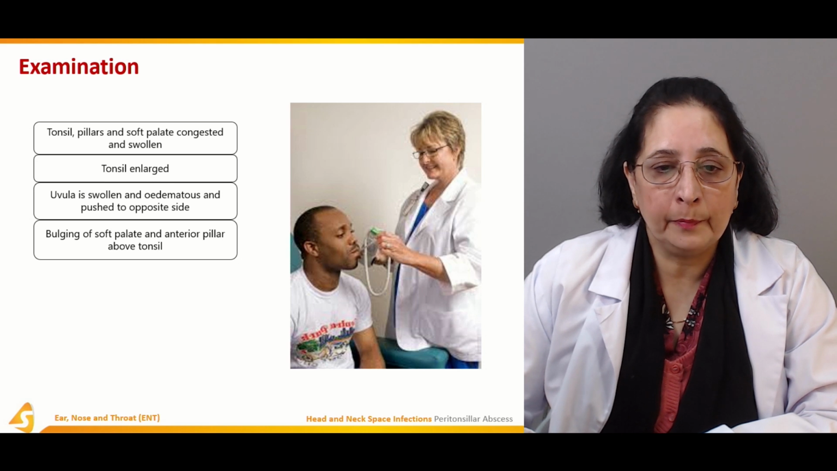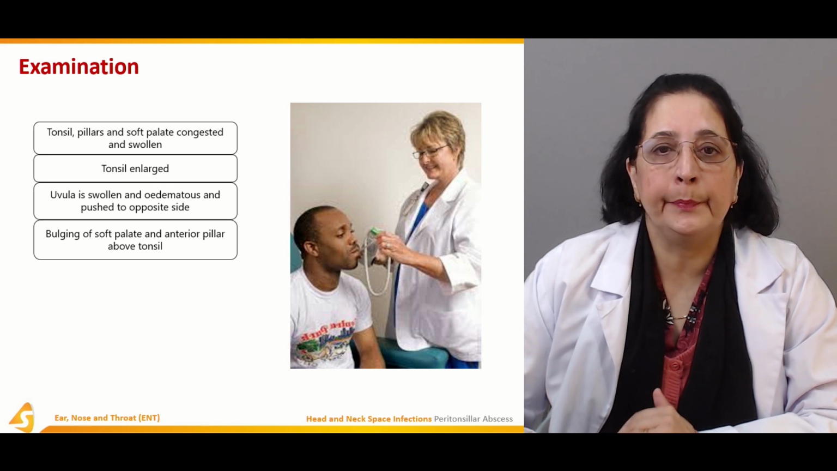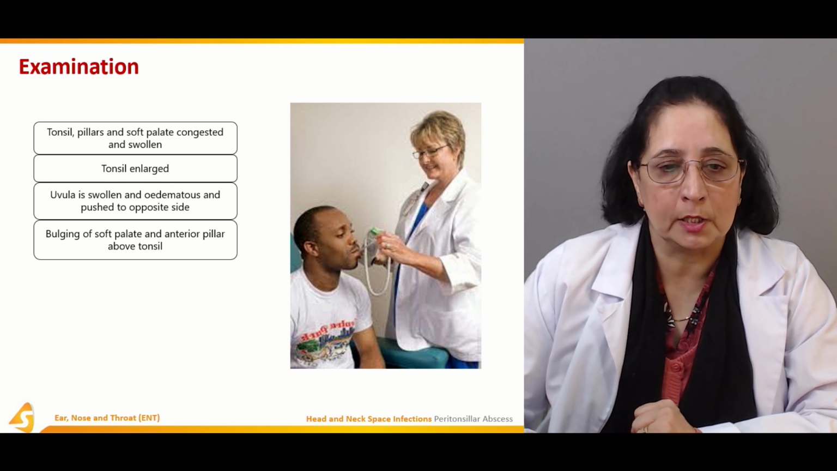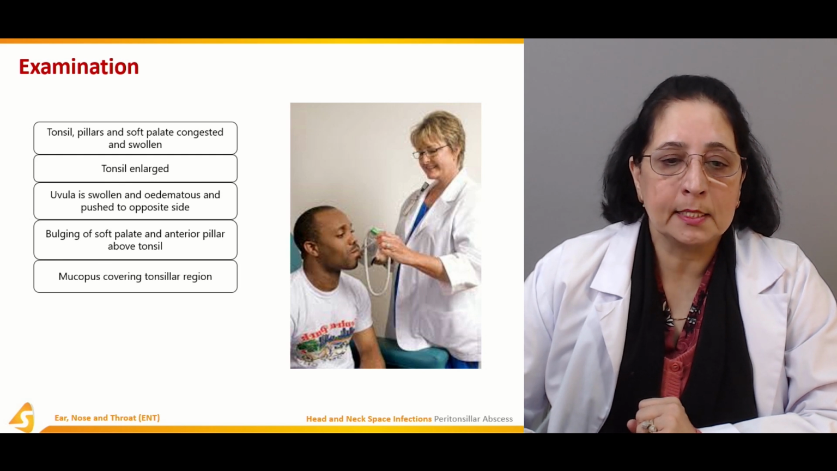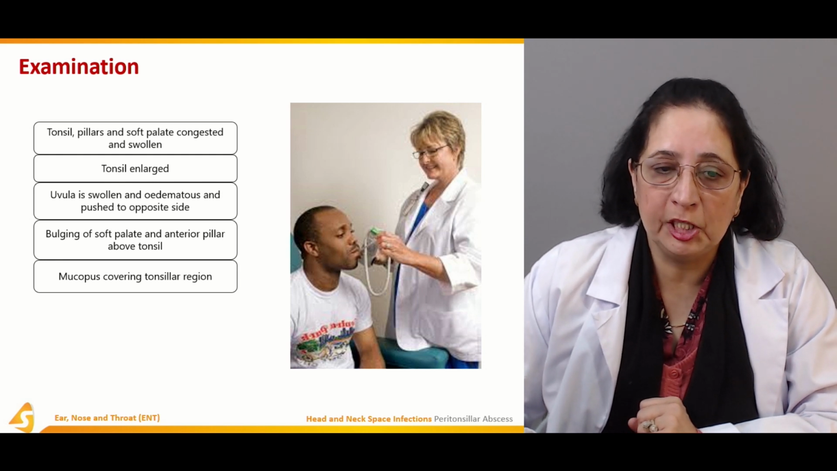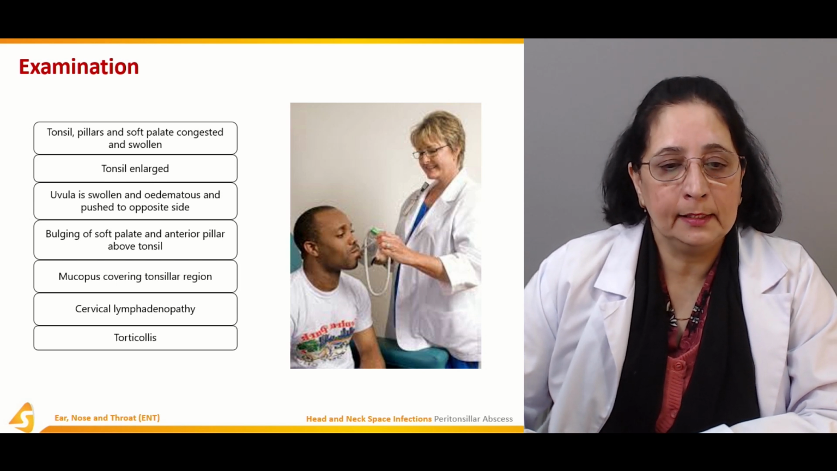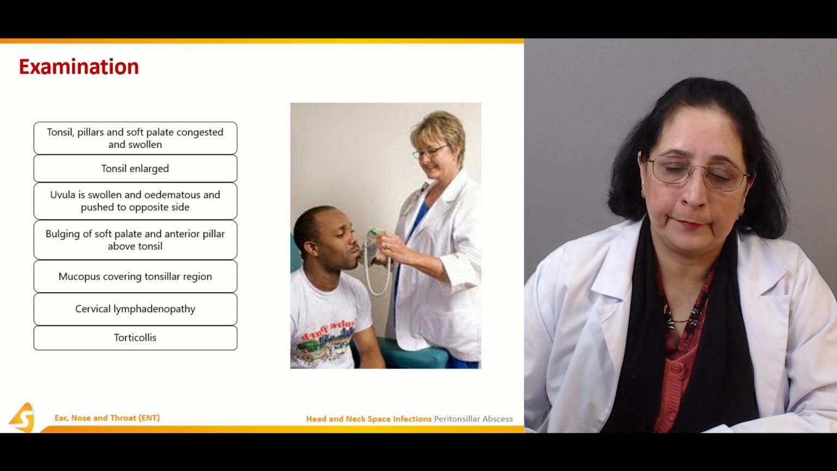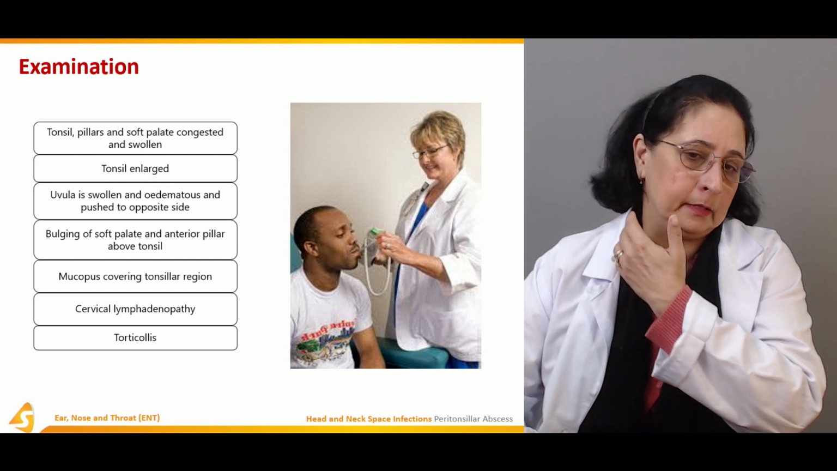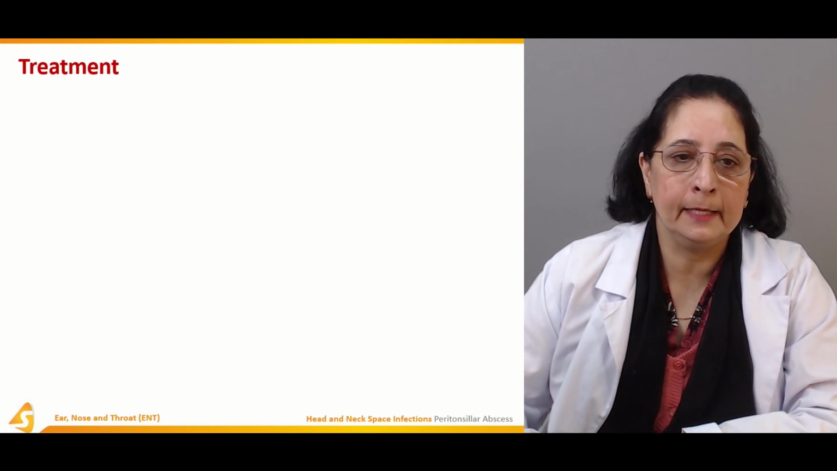Bulging of the soft palate and anterior pillar above the tonsil. Mucopus covering the tonsillar region. Cervical lymphadenopathy. Torticollis is present, wry neck, because of all that swelling.